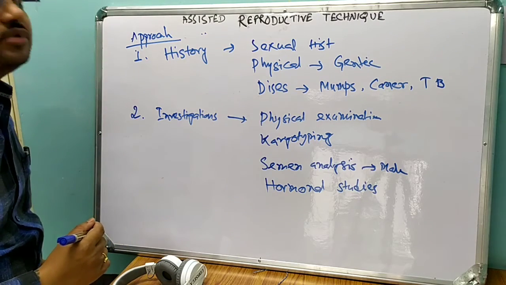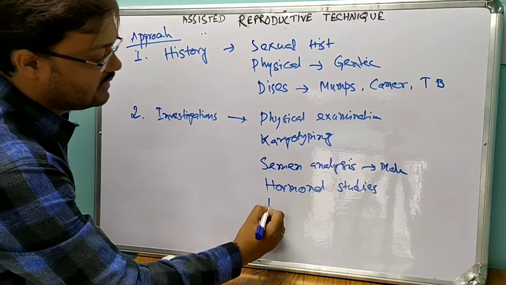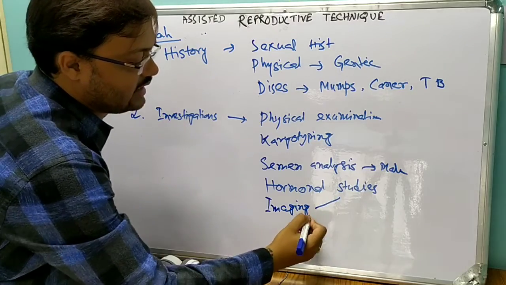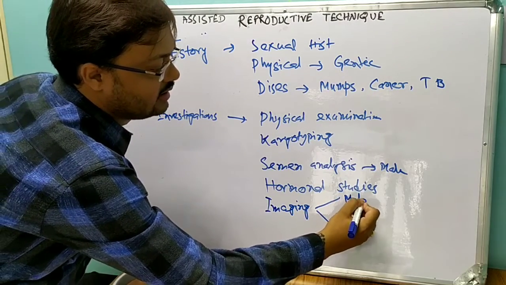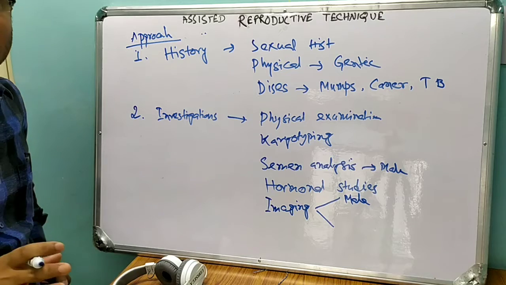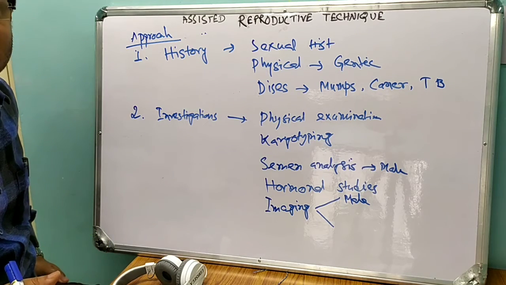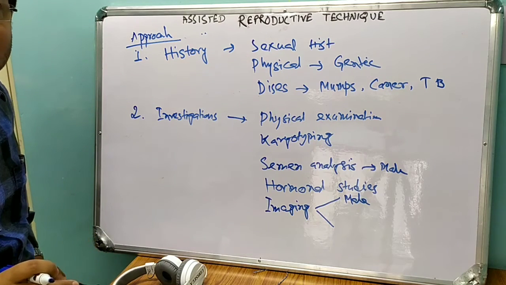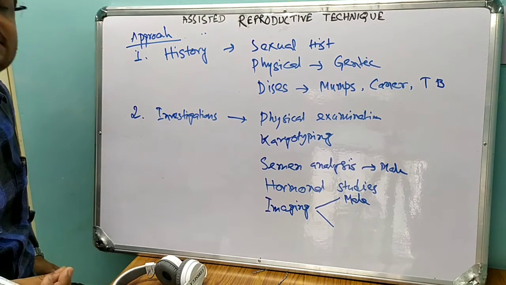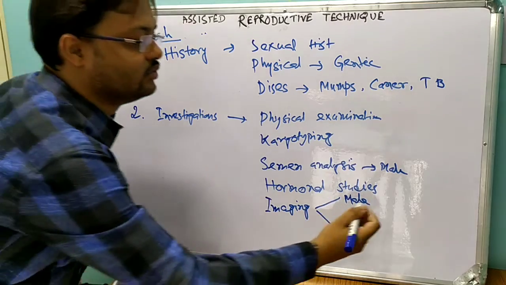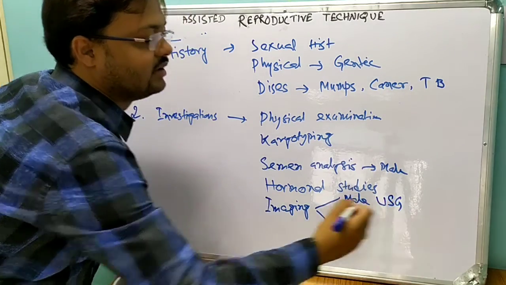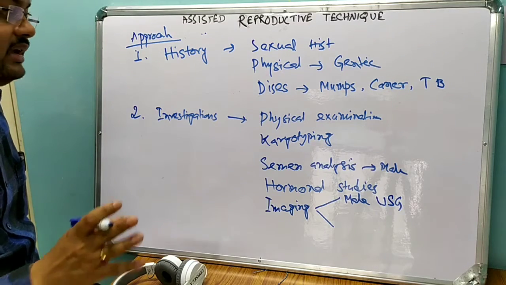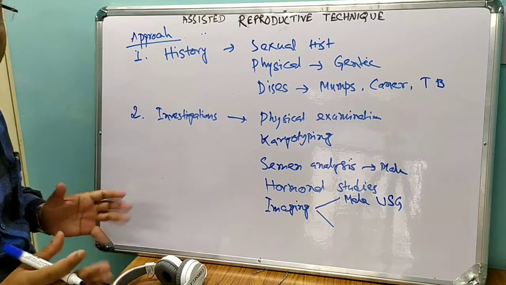Finally, you have to go for imaging. For males, usually we go for only an ultrasound study of the testis and related organs. If there is any kind of blockage or any kind of organic pathology, it will be detectable by doing a USG of the KUB region as well as a USG of the testis in case of males. But in case of females, the array is big.